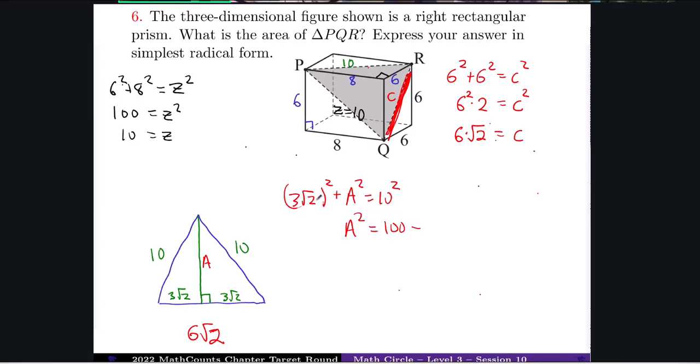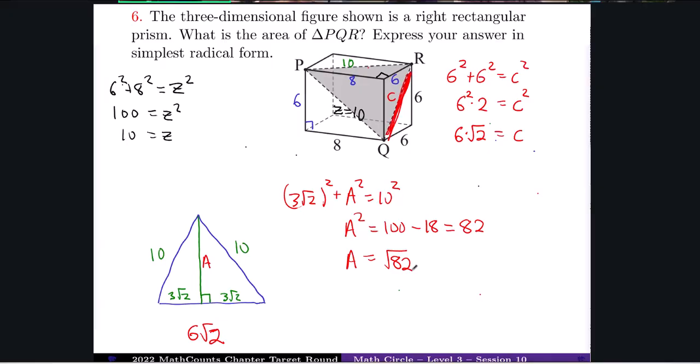3 squared is 9. The square root of 2 squared is 2. So this is 18. So we get a squared is 82, which would tell us that a here is the square root of 82. Okay, so we've done a lot of work, but we actually don't have the final answer yet, right?